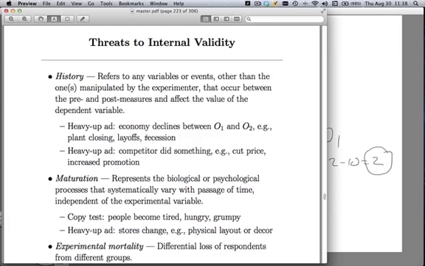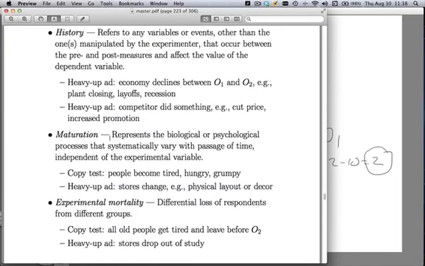The economy could decline. There could be the financial crisis that hits. A war could break out. So all of these would be examples of external events. Maturation is another class of things that can go wrong. So maturation represents a biological or physiological change that occurs at the same time between the pre and the post measure. So let me give you some examples of maturation.